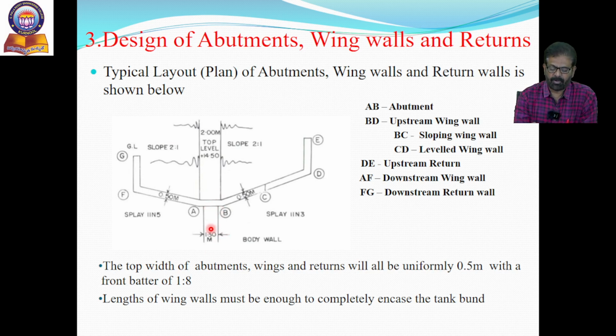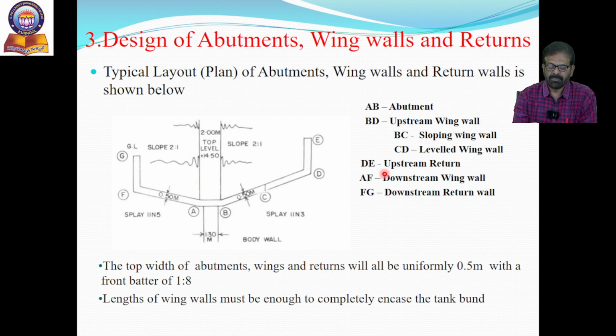This is the body wall or weir wall. This is the tank bund. So just a line diagram only. You see A, B, C, D, E and also A, F, G. From E to G or G to E, if you observe, this entire thing is a wall, like a retaining wall. But some terminology, abutments, wing walls and return walls, you can see here in this figure only.